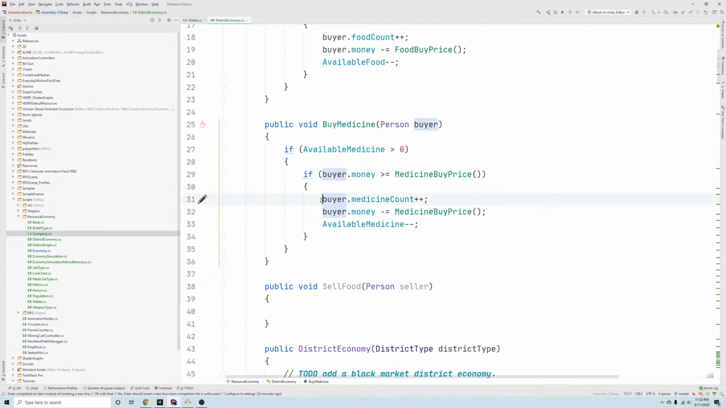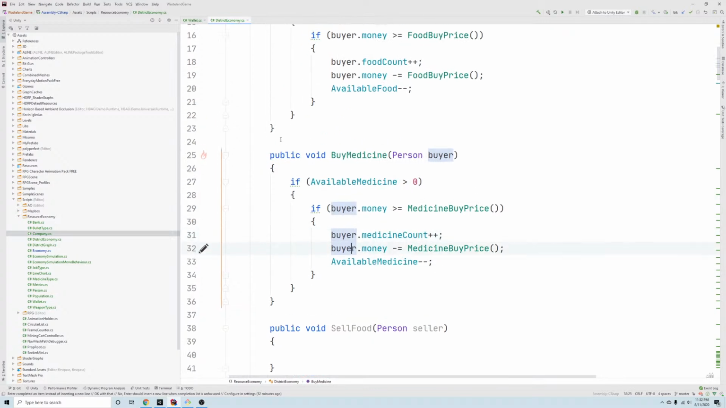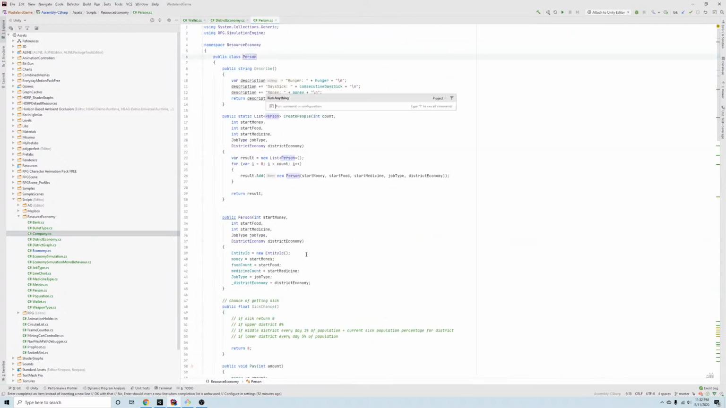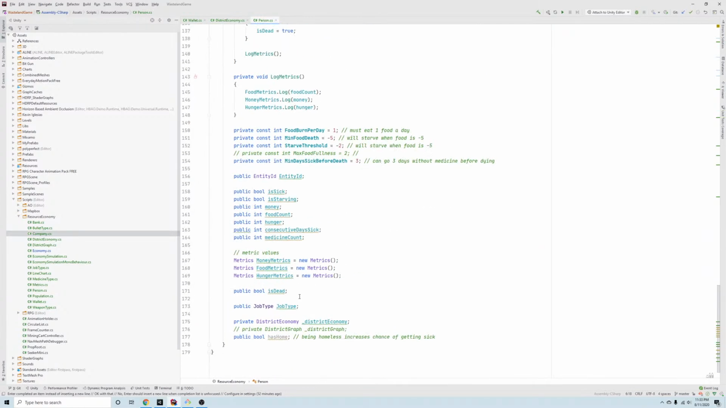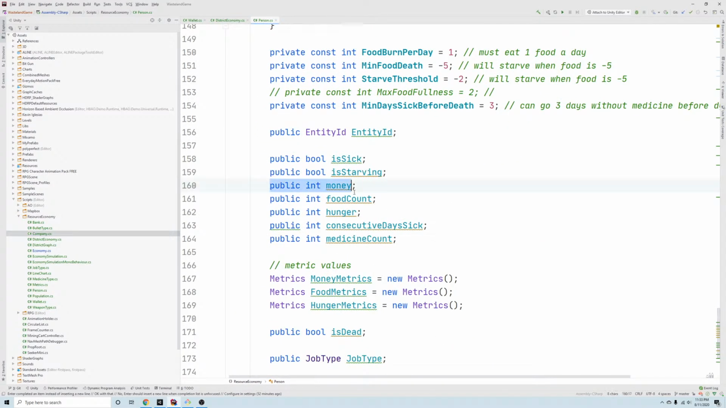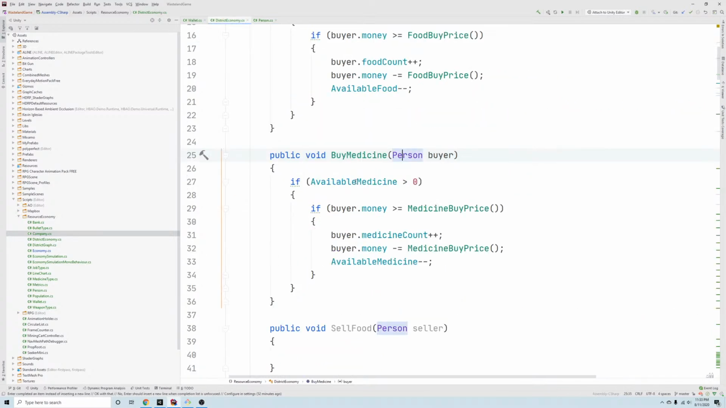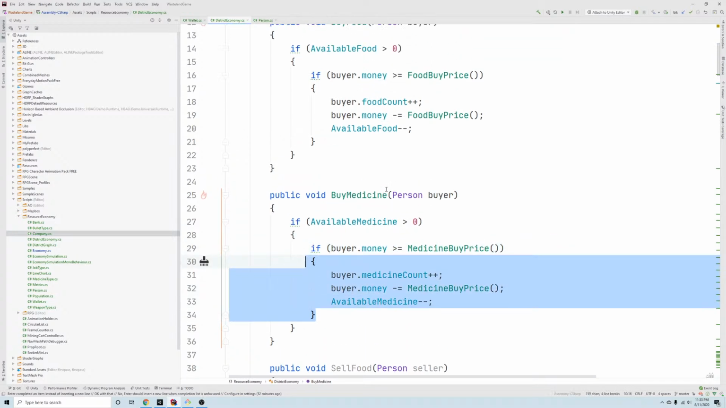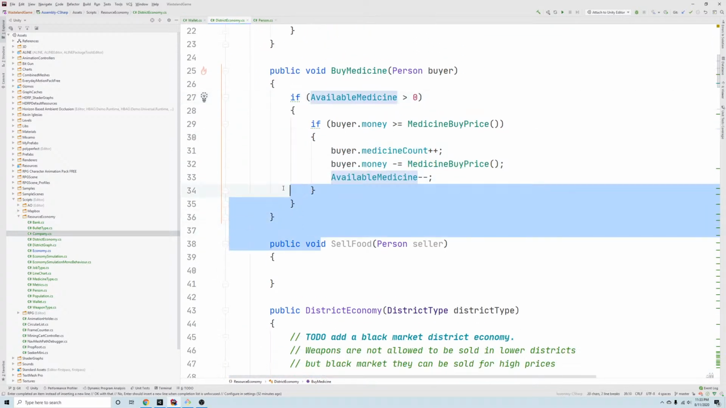For example, here, we have a person with just an integer to keep track of how much money they have. And when they buy a product, like some medicine, currently their money integer just decreases, and that money doesn't really go anywhere. There's no transaction.